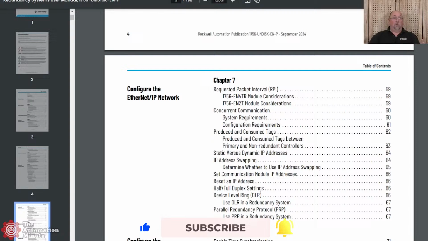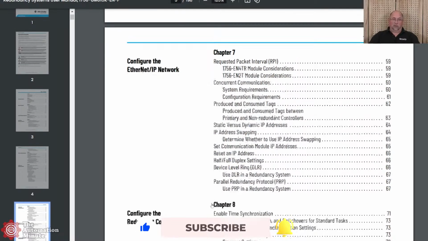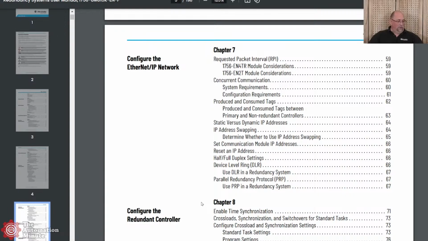We actually had one of our freelance writers write about doing redundancy over at theautomationblog.com, so you can check that out as well. But with that, that is this week's question of the week.